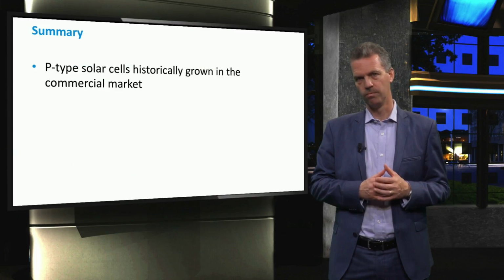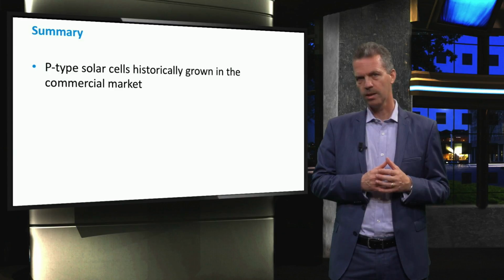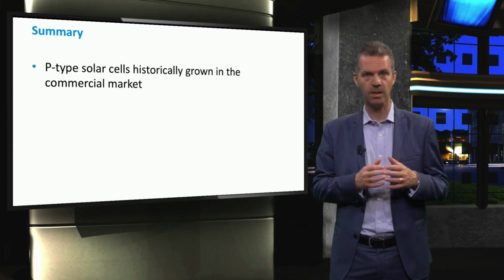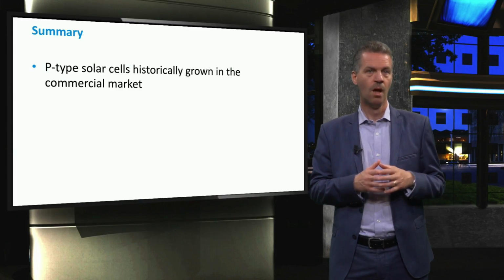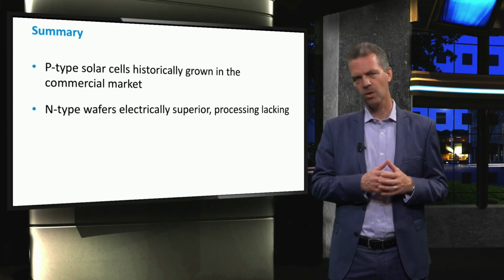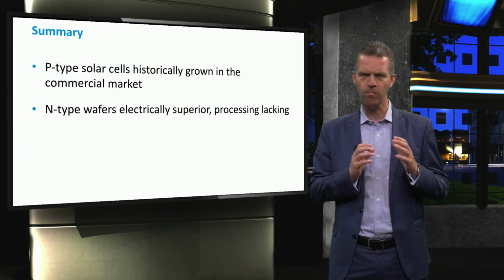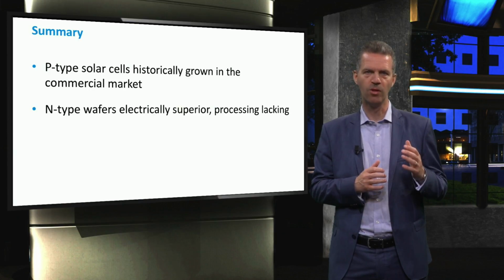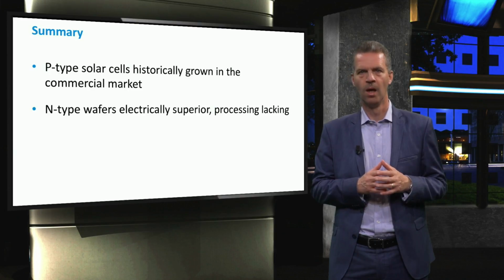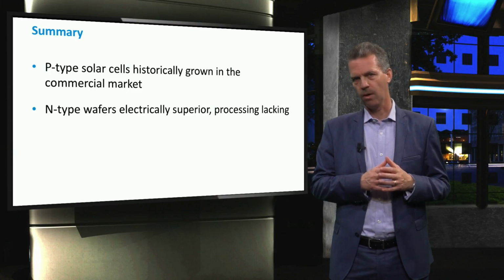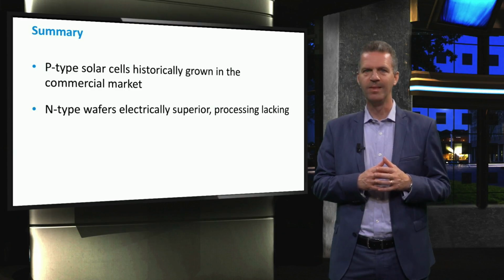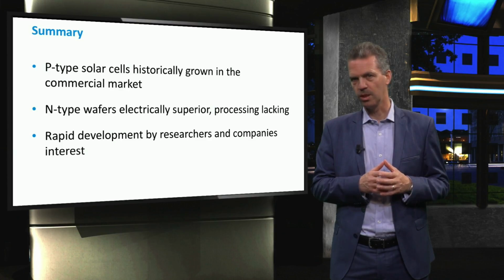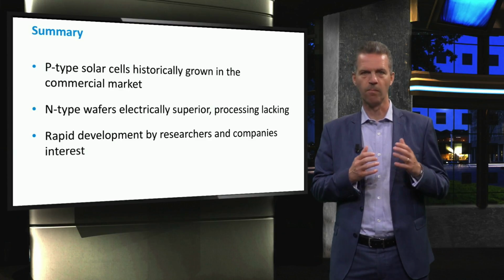To summarize this video, the current silicon PV market is historically dominated by P-type based solar cells due to their better resistance to space radiation. We have discussed that for terrestrial applications, N-type wafers have superior electrical properties such as a better minority carrier lifetime and no light-induced degradation. The processing of N-type wafers, however, lags behind P-type and needs more development. The drive behind this development is the potential to yield record-breaking solar cells with a competitive price tag.